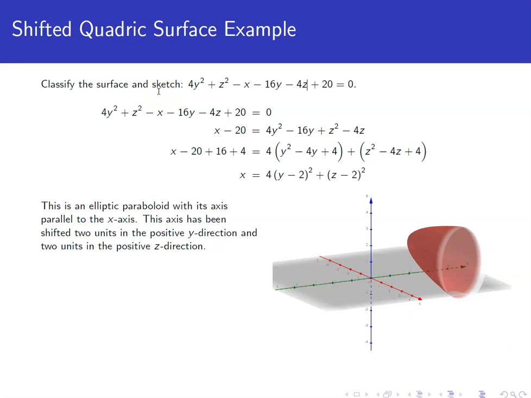Alright, so how do we handle the shifting here? Well, we're going to remember our standard forms look like either all three of the variables have been squared or two of the three variables have been squared. So in this case, it must be two of the three variables that have been squared. So we're going to complete the square on each of those two variables. The first thing we'll do is gather the x and the 20 on one side, and then the y's and z's together on the other.